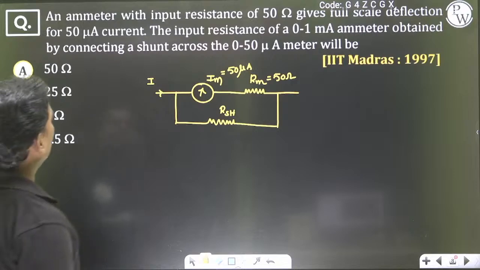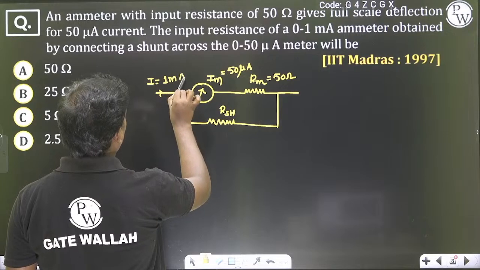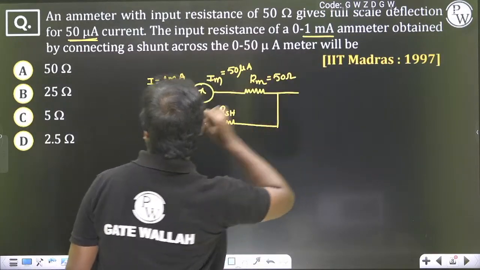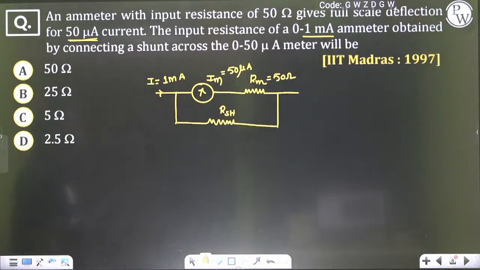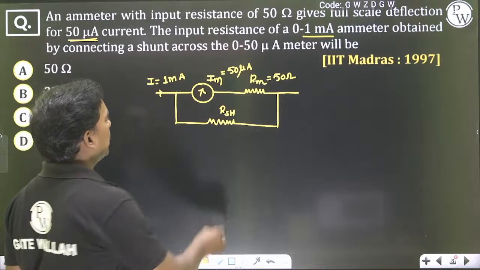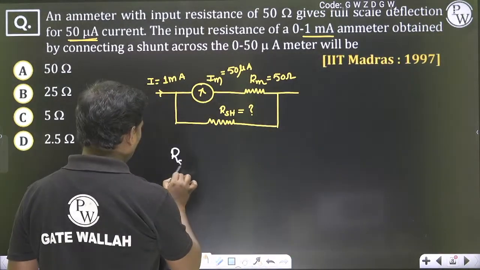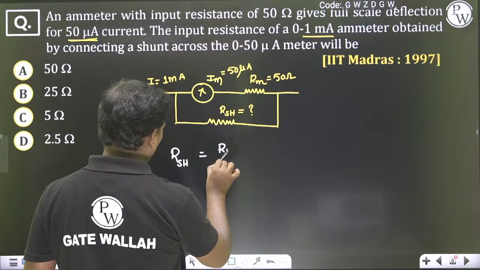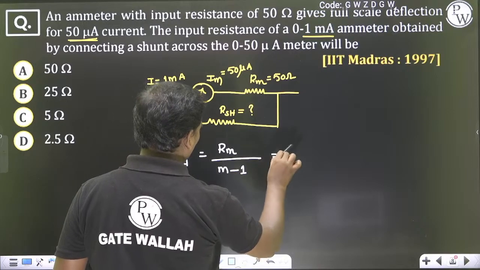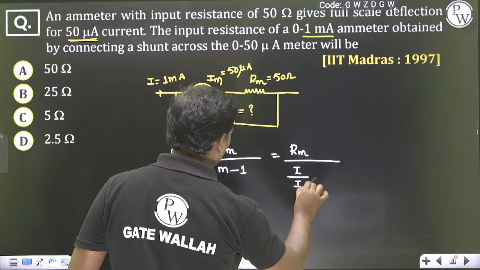Obtained by connecting. So he wants to make this as 1 milliampere range. So see this point, the minimum is the minimum range, this is a maximum. That means you want to convert 50 microamperes current range to 1 milliampere range. So 1 milliampere is greater, so that is the maximum current. So what is asking? Is asking the RSH. So you have to identify that RSH is equal to RM by (M minus 1).